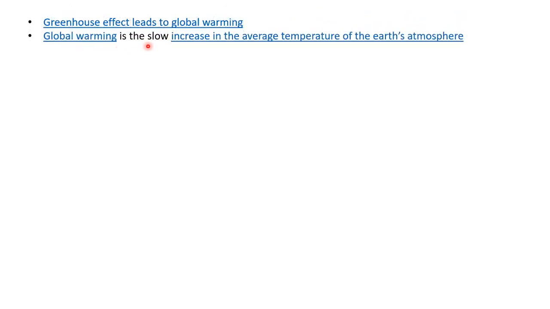Global warming is the slow increase in the average temperature of Earth's atmosphere. Since the heat energy trapped is more, the average temperature of Earth's atmosphere is increasing slowly, which is known as global warming. Now understand this concept. Heat is energy, so more heat energy is present on the Earth, and when you add energy to any system, changes are going to happen.